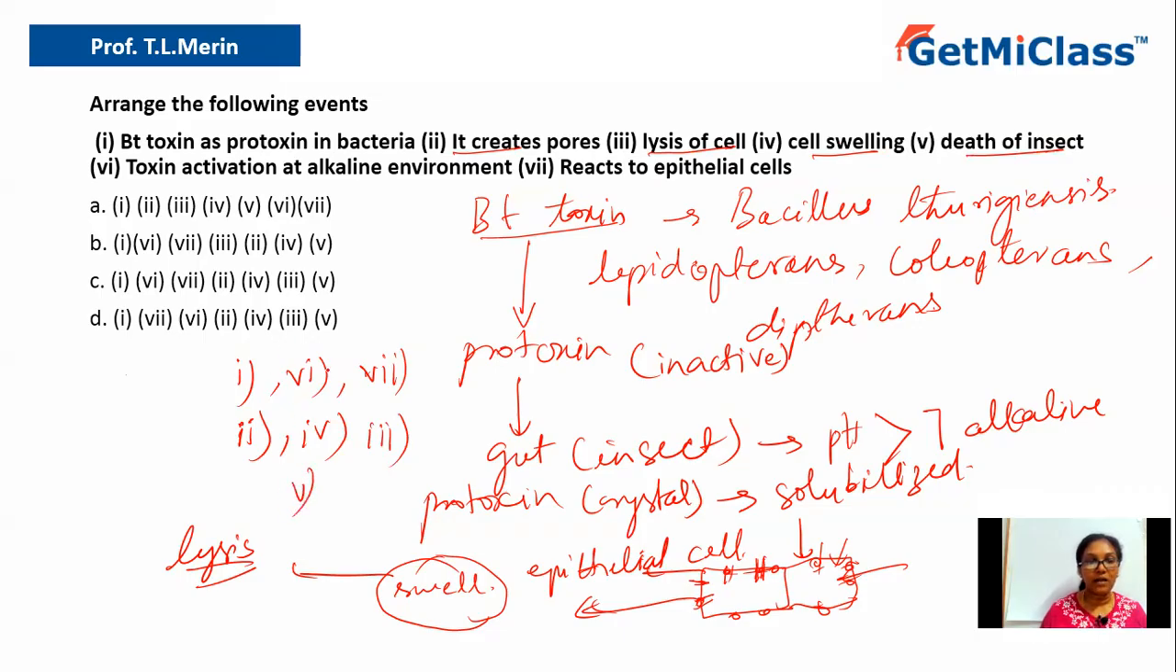So where do we have 1, 6, 7, 2, 4, 3, 5? The first option says 1, 2. So 2 is wrong, so here itself we can cancel. The second option says 1, 6, 7, correct. Then 3, it says. It should not be 3. It should be 2 here. Hence it is wrong. Then option C says 1, 6, 7, 2, 4, 3, 5. Yes, that is absolutely fine according to our answer. Option D says 1, 7. So 7, no, it is incorrect. So which is the correct answer? That is option C. So let's conclude. The answer is option C.